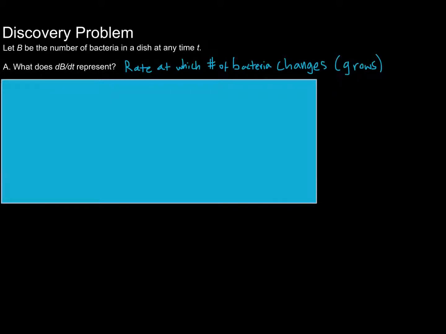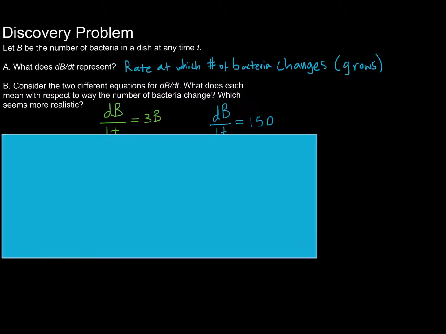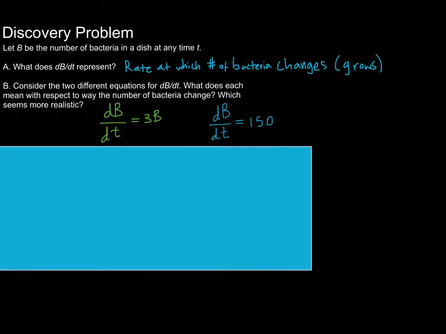And if you think about bacteria, unless you actively try and kill it, it's going to continue growing. And so you might say this is the rate at which the number of bacteria grows. And this leads us to this question here. Consider the two different equations written here for dB/dt. These are, of course, differential equations because they involve a derivative. So the question is, what does each mean about how the number of bacteria grows, and which one seems more realistic?